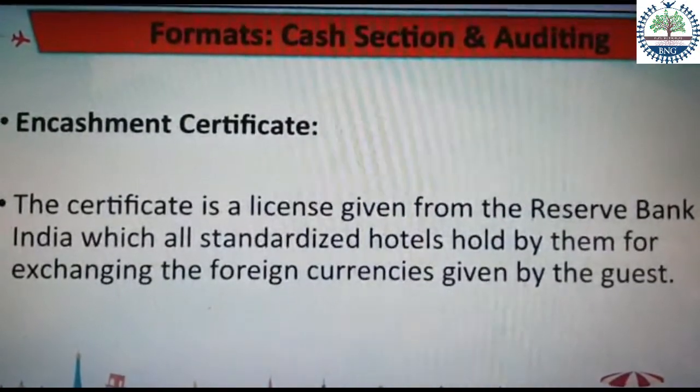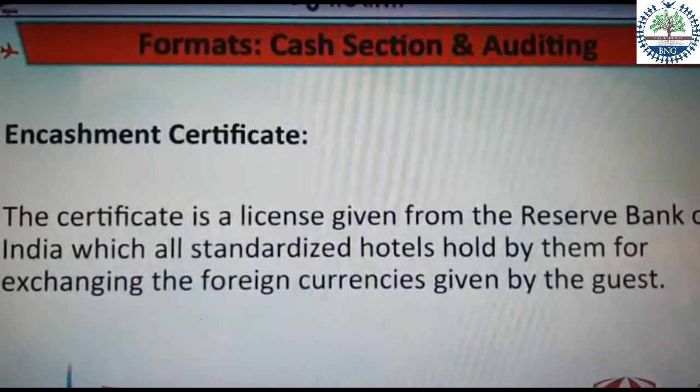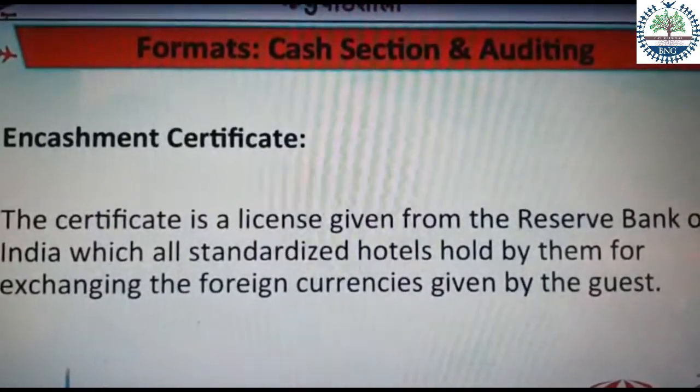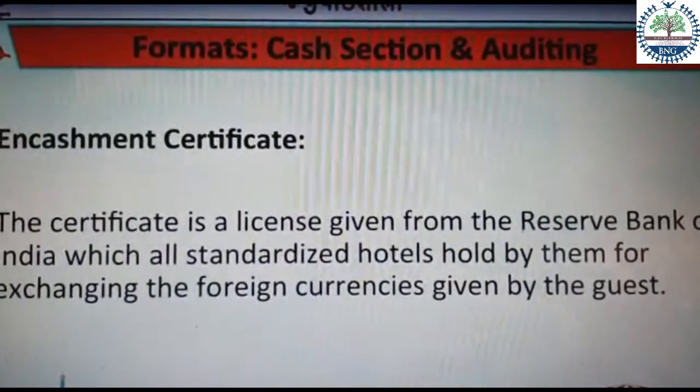There are certain encashment certificates. The certificate is a license given by the Reserve Bank of India, which all standardized hotels hold, for exchanging foreign currencies given by the guests.